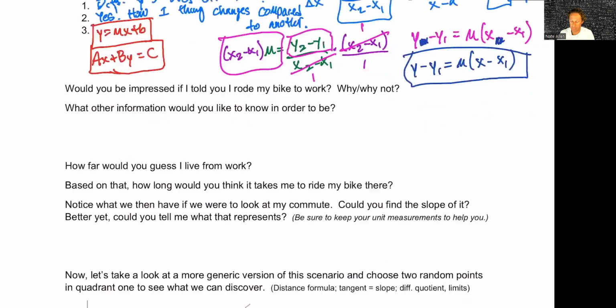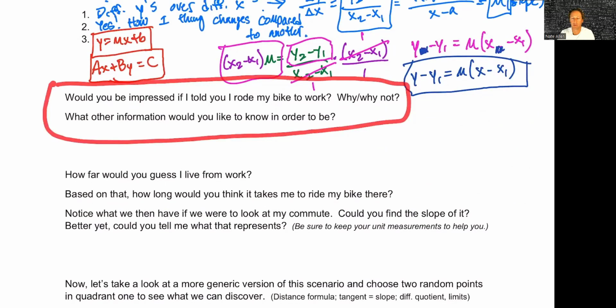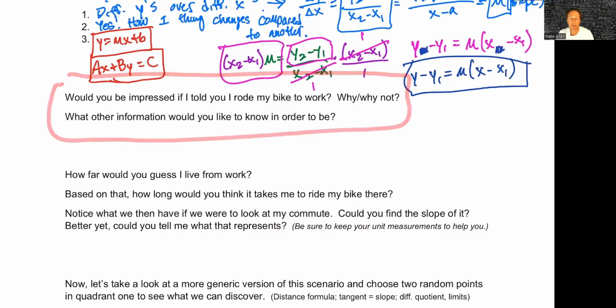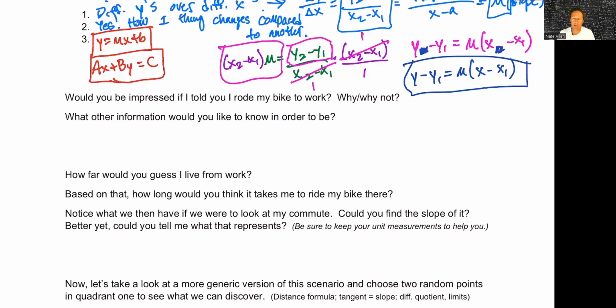Here's my next question. Would you be impressed if I told you I rode my bike to work? You're like, no, you're probably still working from home. No. If I went into the college, would you be impressed if I rode my bike to work? And why or why not? If you want to pause and ponder these questions real quick, go for it. I'd be impressed if you did. And if not, let's talk through this.